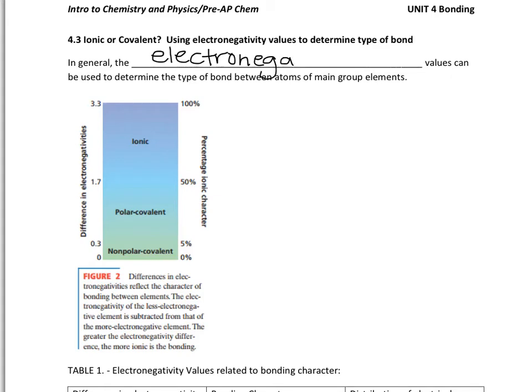electronegativity, can be used to determine the type of bond between atoms of main group elements. Remember, we're talking about main group elements. The transition elements are usually metallic bonds. If you look at the little visual here, it says right here.